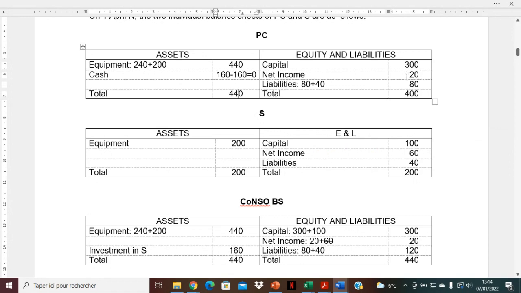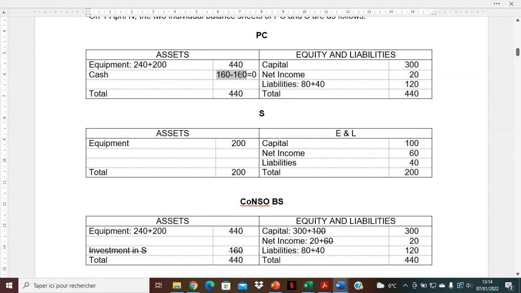Correct. Capital net income does not change, but total liabilities is 120. So the liability side also increases by 40. That's why we now have 120 liabilities, and my final total amount of equity and liabilities is also 440. So in a statutory merger, again, I buy the assets and the liabilities individually, and as a counterpart, I have a cash outflow, and then we are done. There's nothing else to do.